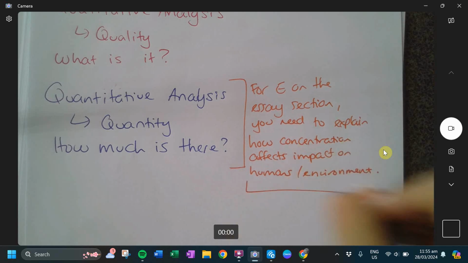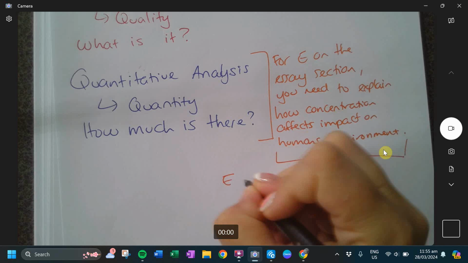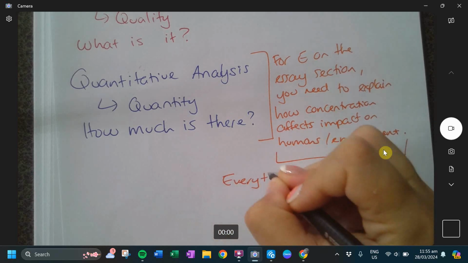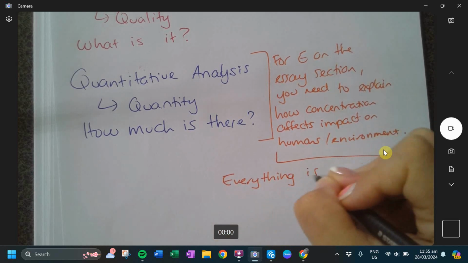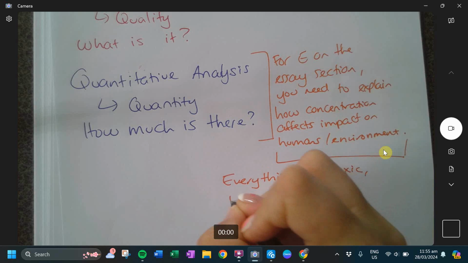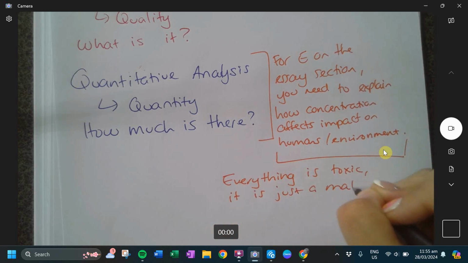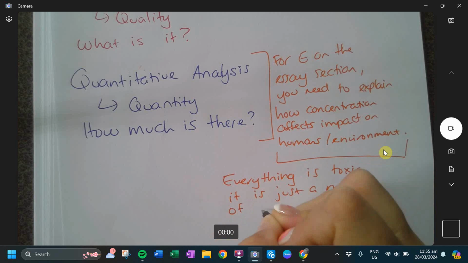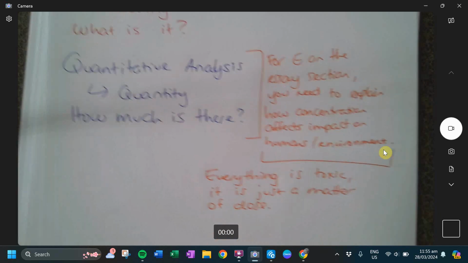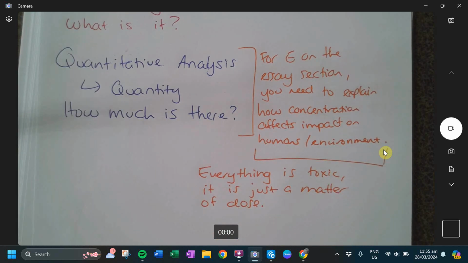So I'm going to write that down because I love that saying. Everything is toxic. It is just a matter of dose. And that's what you really need to be thinking about if you're trying to get excellence on this internal: how is the effect going to range depending on the concentration of the ions you identified, and how much there is in the sample.